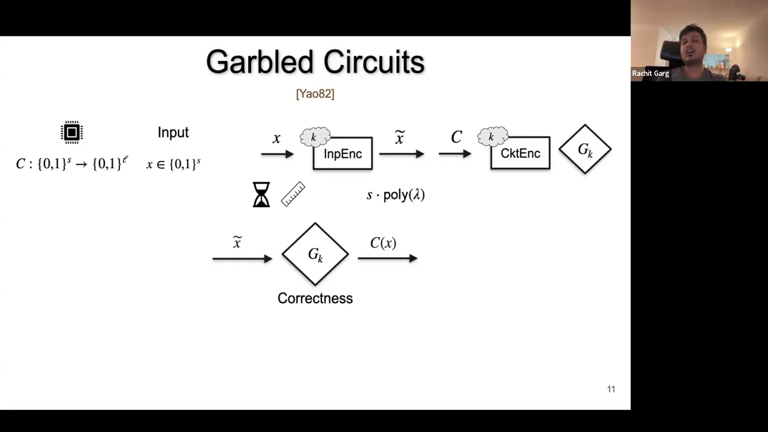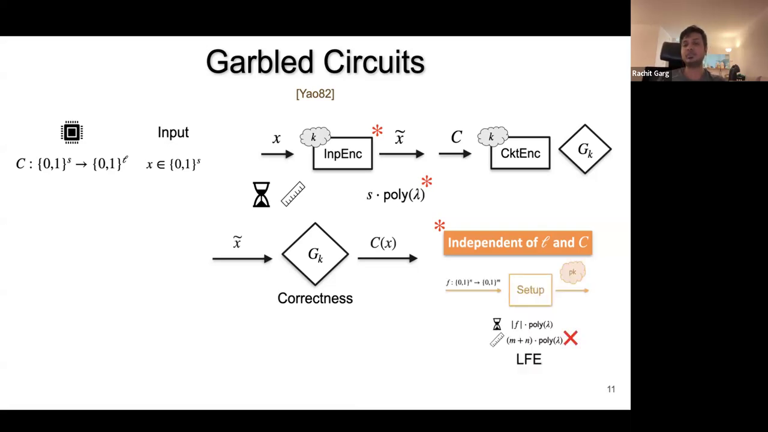The key property that we want in our scheme is, notice that because the input encryption algorithm only takes in X and K, which is some lambda many bits, this input encryption algorithm only takes time S times poly lambda to compute this garbled input. And more crucially, this is independent of the output of the computation or the circuit. So it does not depend on L, which is the output of the circuit, and it does not depend on C. Contrast this with LFE, where the public key did depend on the input plus output behavior, and thus the encryption algorithm does depend on input plus output.